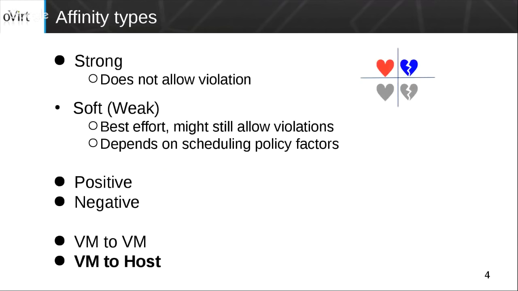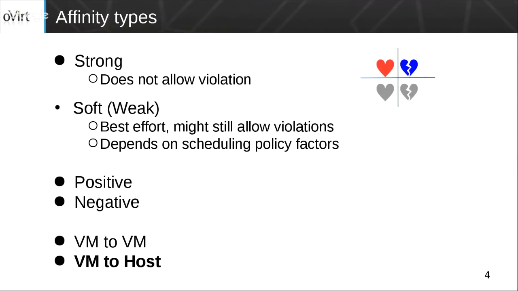Okay, so again, we talked about Affinity in general. So we need to describe the types of affinities we have. As you can see on the right, we have the hearts that we will use later on in this presentation to demonstrate the types of affinity. So we're talking about strong or soft affinity. Strong affinity means we cannot allow any violations. Strong affinities will be described here in hearts colored in red for a strong positive affinity, and in blue, a broken heart for a strong negative affinity.